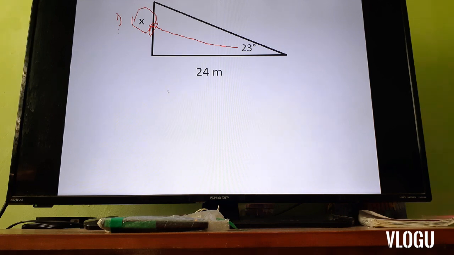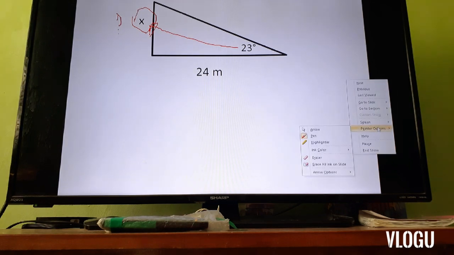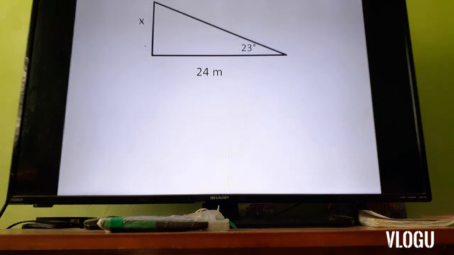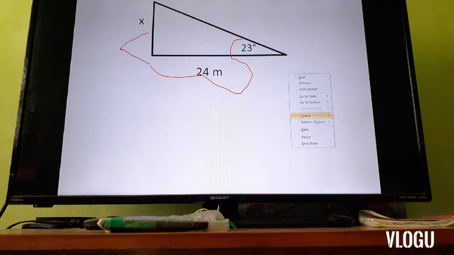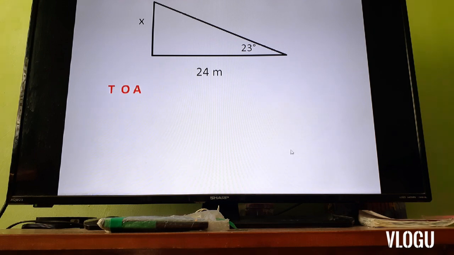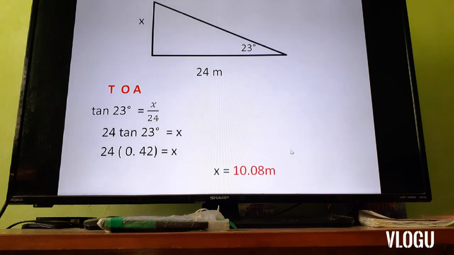Now, pag ganito po ang atin pong itsura ng figure, the shape of the figure, that is side, side, angle. Again, side, side, angle. Ang atin pong gagamitin na approach is the TOA or tangent. Remember that tangent is equivalent to opposite side over adjacent side. And it happens that we have tangent 23 degrees, wherein our adjacent side is equals to 24, and we're going to find the value of our x.